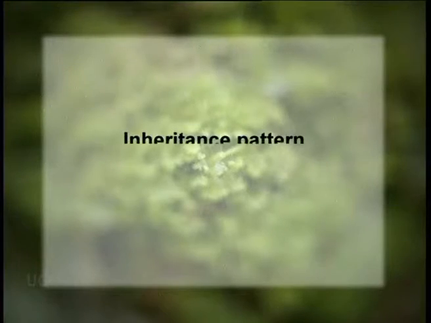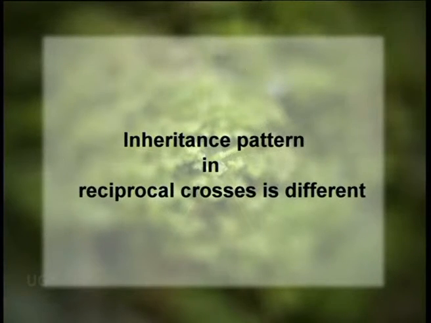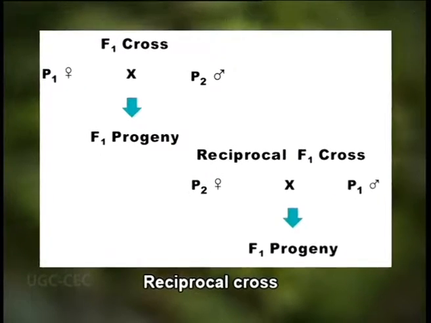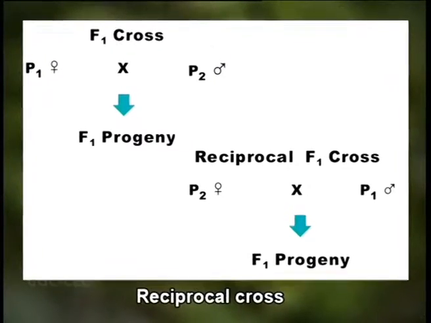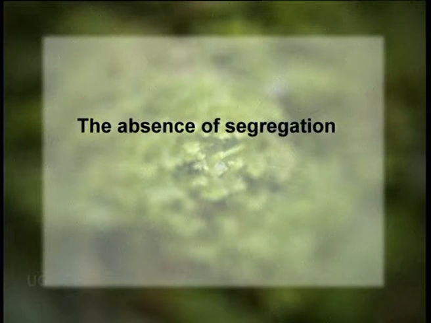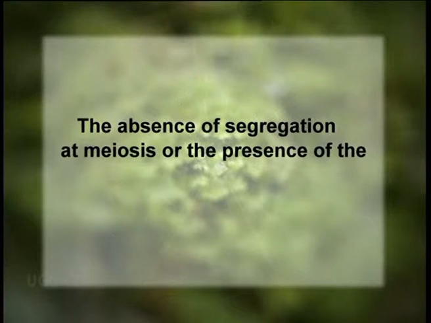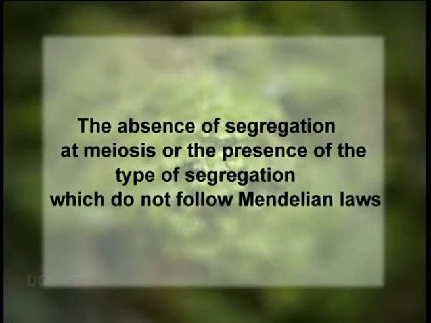Number first, the inheritance pattern in reciprocal crosses is different. The progeny shows only the characteristics of the female parent, and this is attributed to unequal cytoplasmic contributions of male and female parents. Number second, the absence of segregation at meiosis, or the presence of the type of segregation which does not follow Mendelian laws.